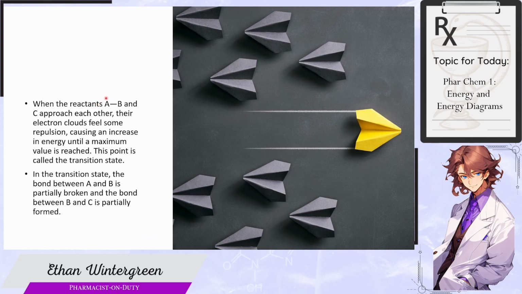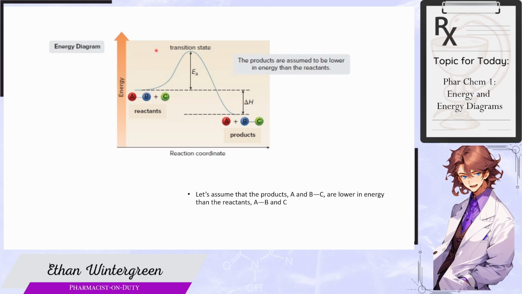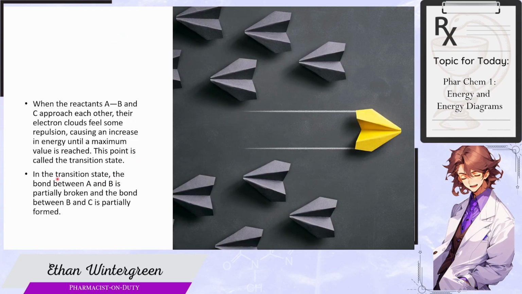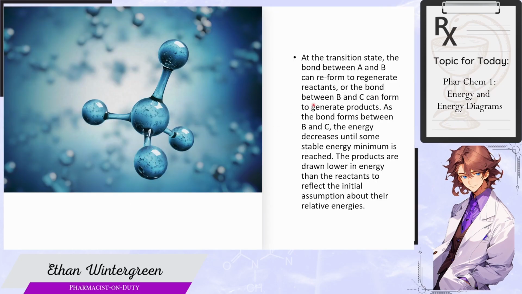When reactants A, B, and C approach each other, their electron clouds feel some repulsion, causing an increase in energy until a maximum value is reached. This maximum energy state is called the transition state. At this state, your reactants could turn into products or could turn back into reactants. In the transition state, the bond between A and B is partially broken, and the bond between B and C is partially formed.